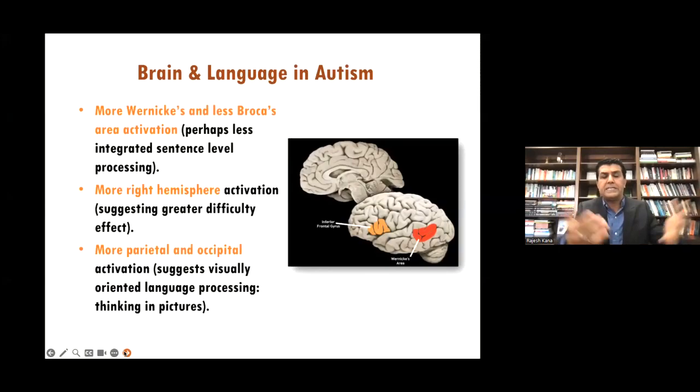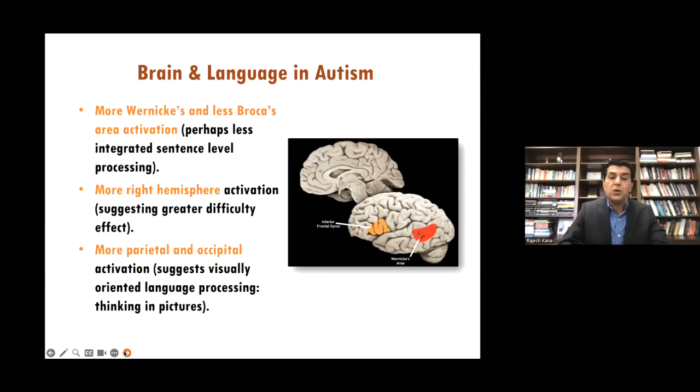So just to sum up, the emerging themes from language processing in autism: you can see a pattern, for example, of more Wernicke's area activation and less Broca's area activation in autism. Probably more word-level processing and less integrated sentence-level processing can be seen. And then we saw a few studies showing more right hemisphere activation, suggesting probably more difficulty or compensatory activity in processing sentences or complex language.